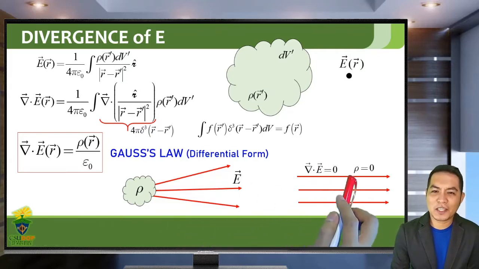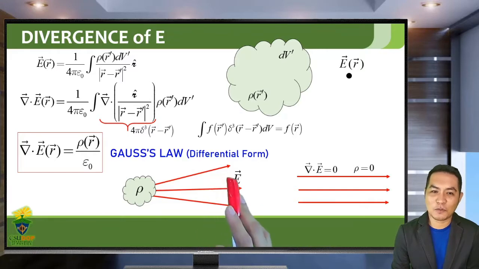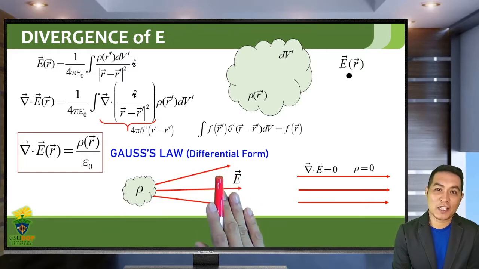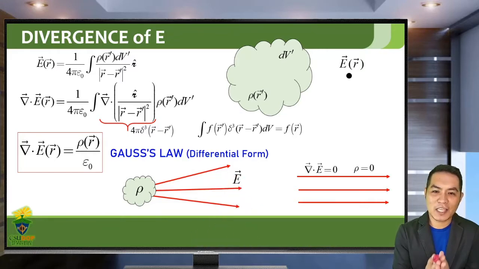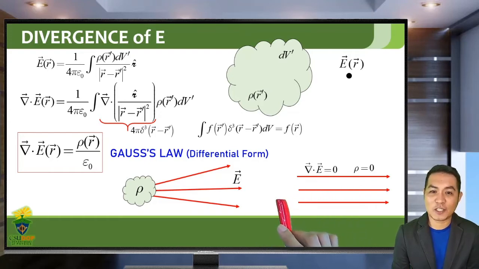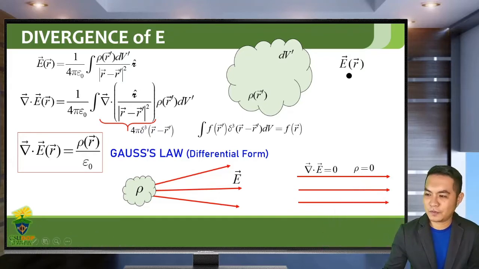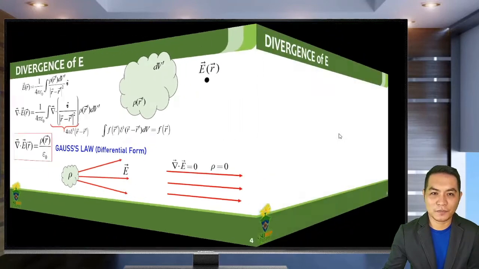It just tells you that there's no volume charge, but there could be a surface charge, like what we have discussed in the previous lesson, where if you have an infinite sheet of charge, its electric field is actually like this. It's parallel lines. It's not diverging. It's constant everywhere. So you have to take note that even though the volume charge density is zero, the surface charge or the line charge density is not necessarily zero if you apply Gauss's law.